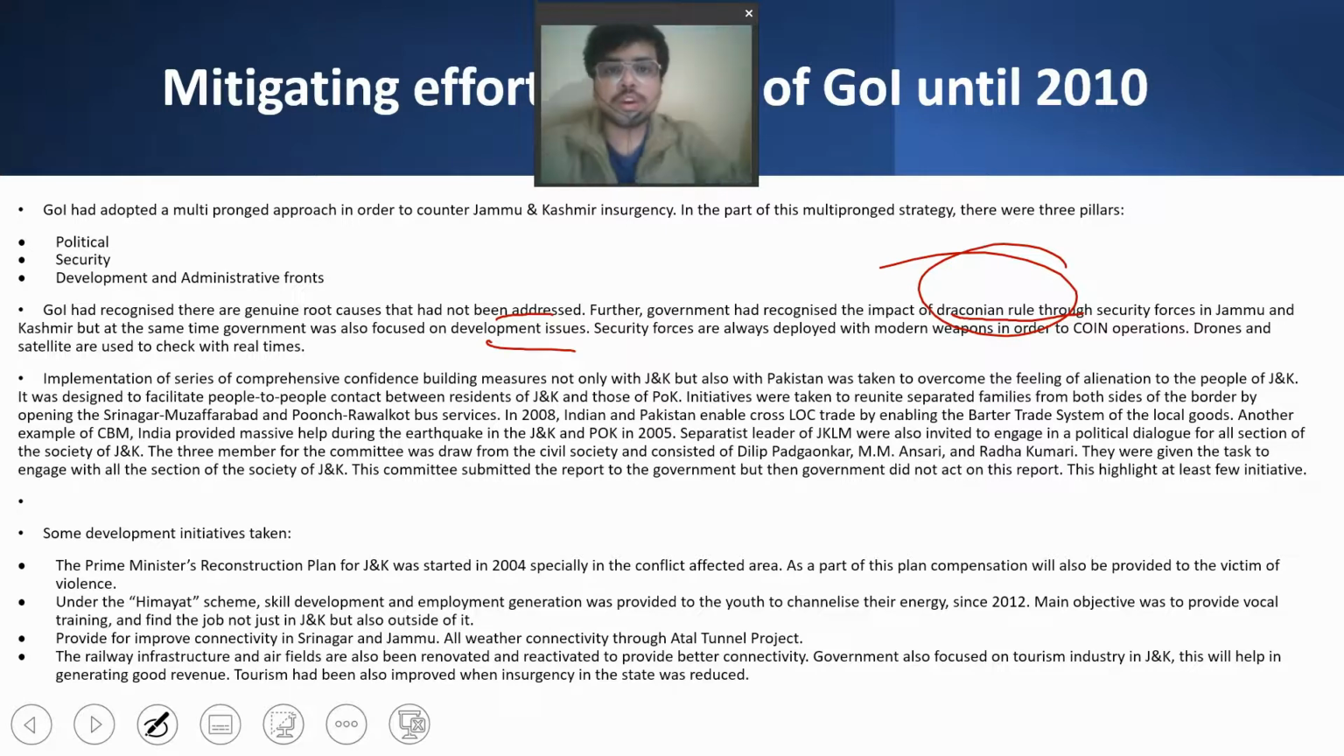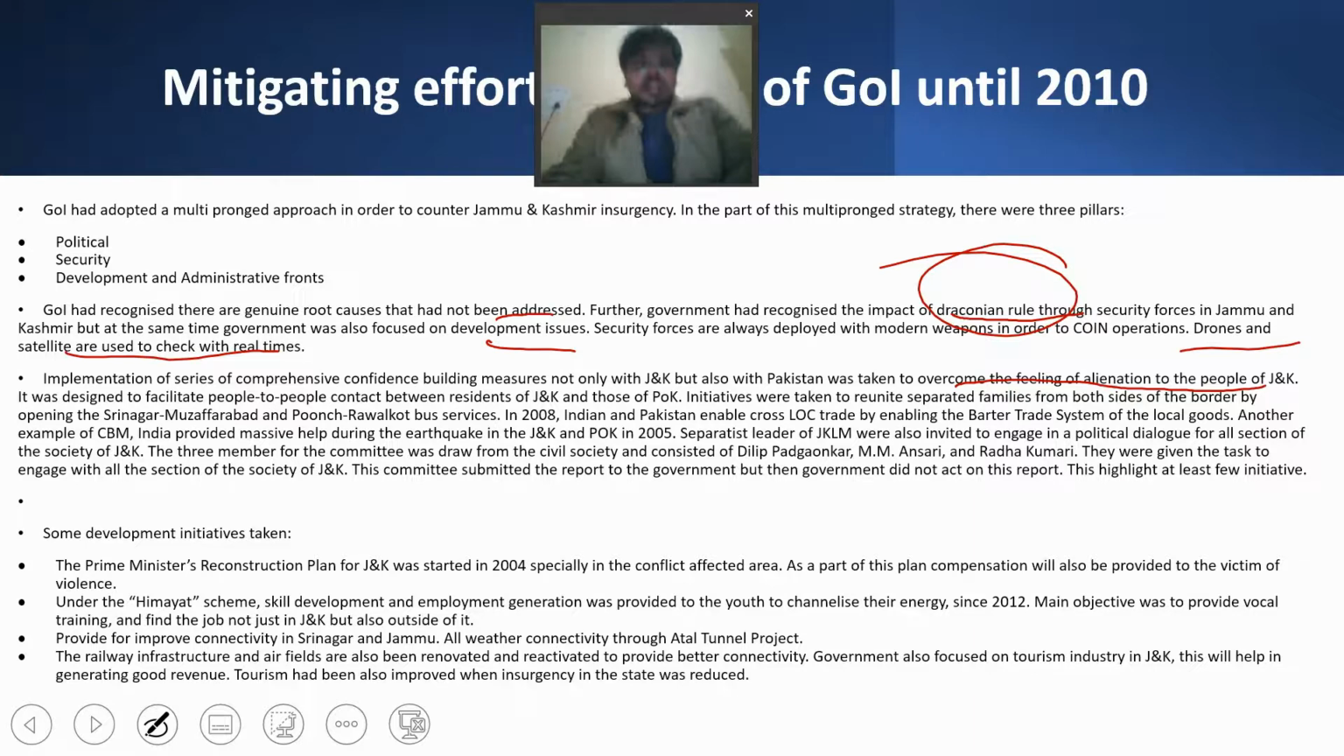They started to use the drones to check the security issues related to the regions. So drones and satellites are used to check the regions in real time. So implementation of a series of comprehensive confidence building measures, not only with Jammu and Kashmir but also with Pakistan, was taken to overcome the feeling of alienation of the people of Jammu and Kashmir.